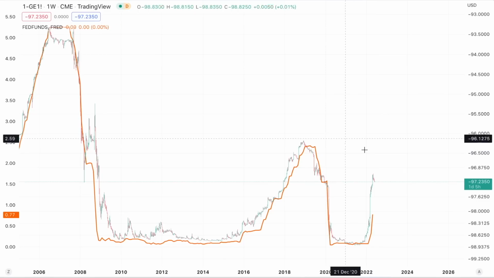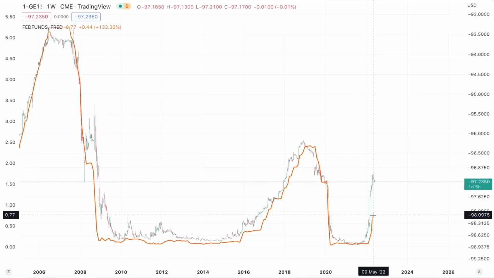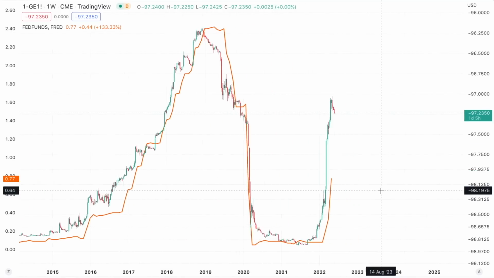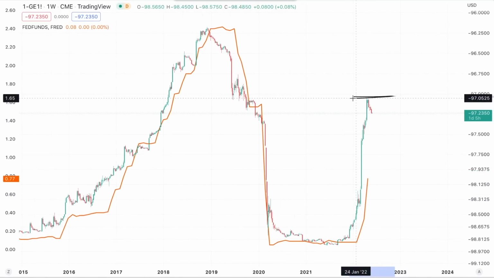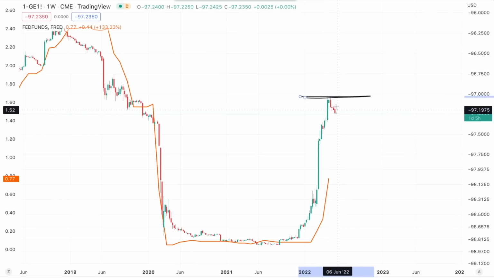But so this gives you a counter argument to the people saying that the hiking cycle is still happening. It is still happening, but a lot of it has already been accounted for by the market. And in fact, over the past few weeks here, we've actually seen the market expect easier monetary policy.